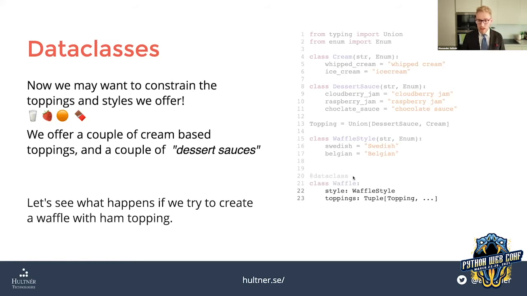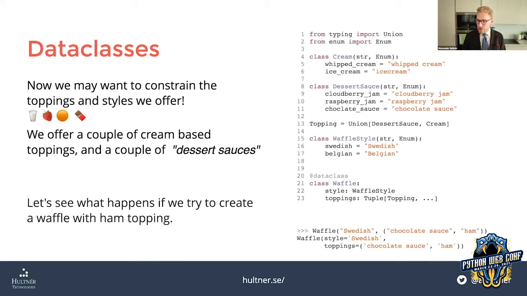So let's see what happens if we try to create a waffle now with ham topping. As you see, nothing really happened, and we still get the Swedish style with the ham, which shouldn't be allowed. And we can see that these are actually still strings. So we're actually not enforcing these types at runtime, which can be a problem if you have data from a third-party source, or for instance, user input data or something like that. So we probably want to marshal these types at runtime and make sure that we get the correct things.